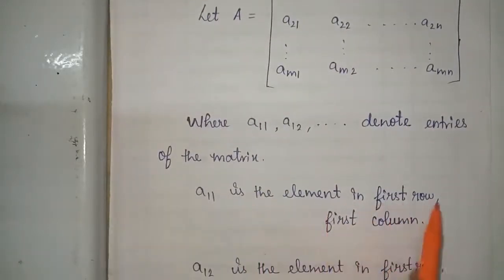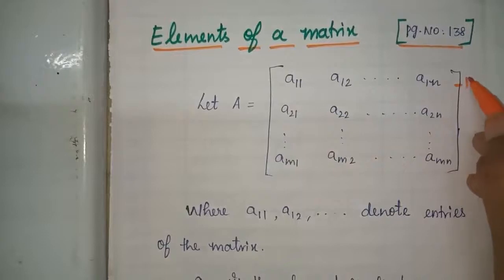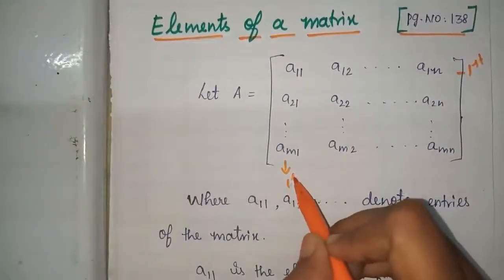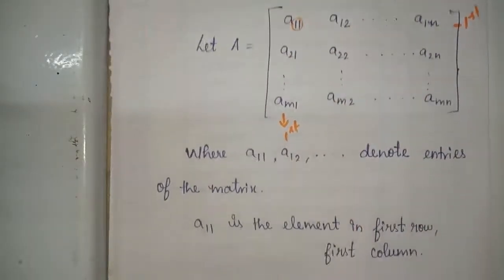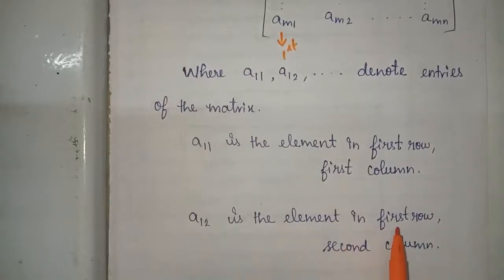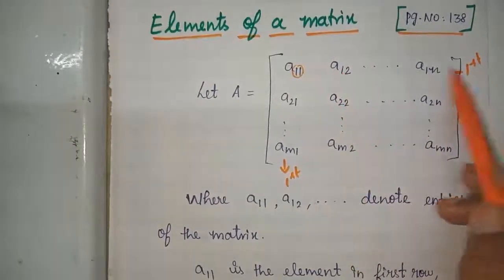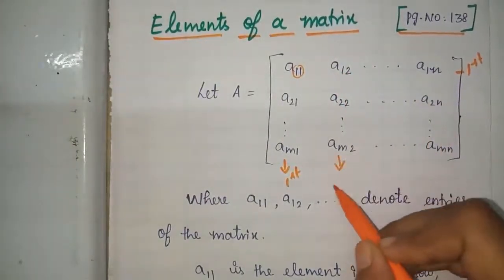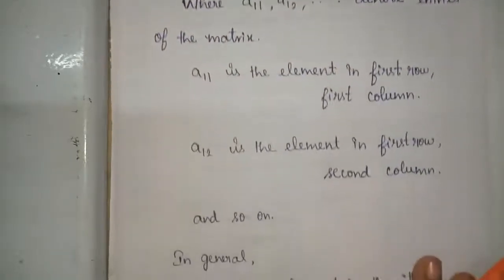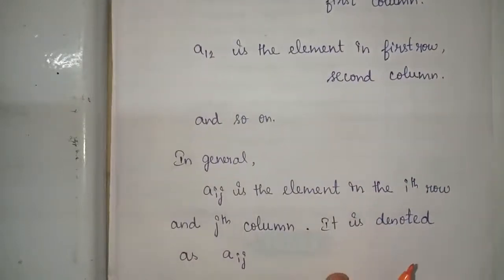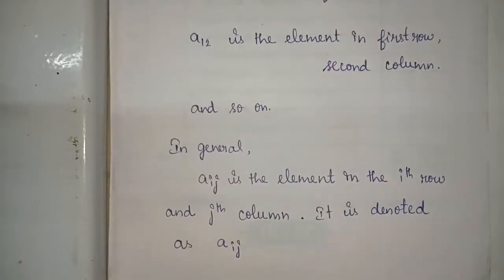a11 is the element in the first row, first column. So this is the first row and this is the first column. So a11 represents first row and first column. a12 is the element in the first row, second column. In a12, the first number represents the row and the second number represents the column. So this is the second column, and a12 is present in the first row, second column, and so on. In general, aij is the element in the ith row and jth column, denoted as aij.